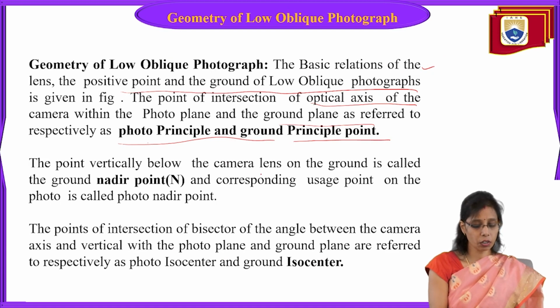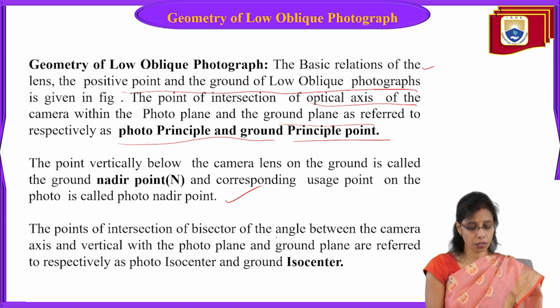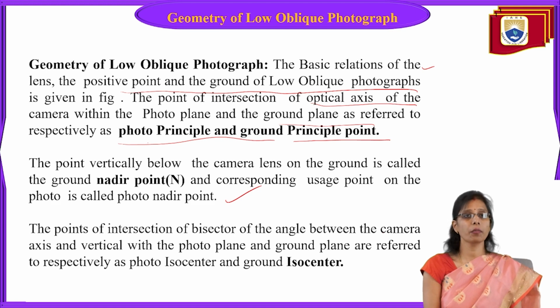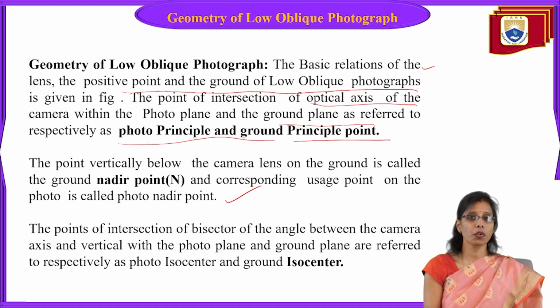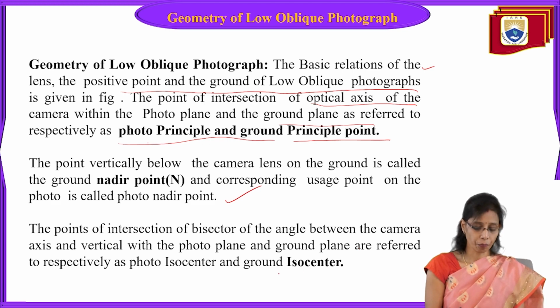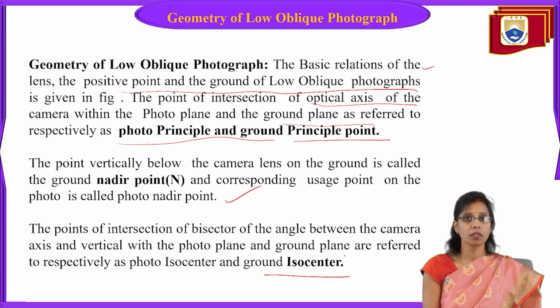The point vertically below the camera lens on the ground is called the ground nadir point, and the corresponding point on the photo is called the photo nadir point. The points of intersection of the bisector of the angle between the camera axis and the vertical with the photo plane and the ground plane are referred to respectively as the photo isocenter and the ground isocenter.